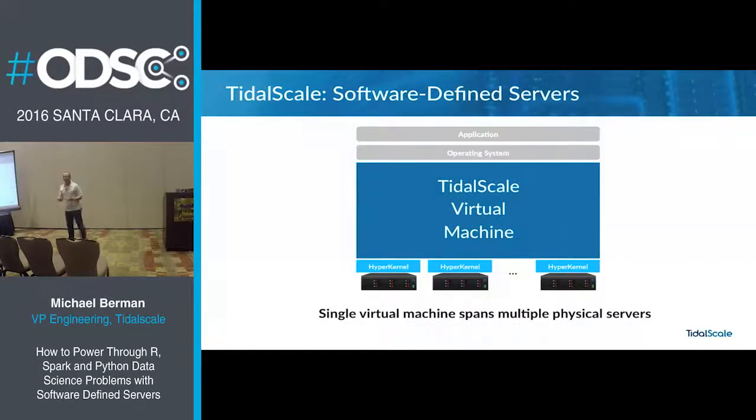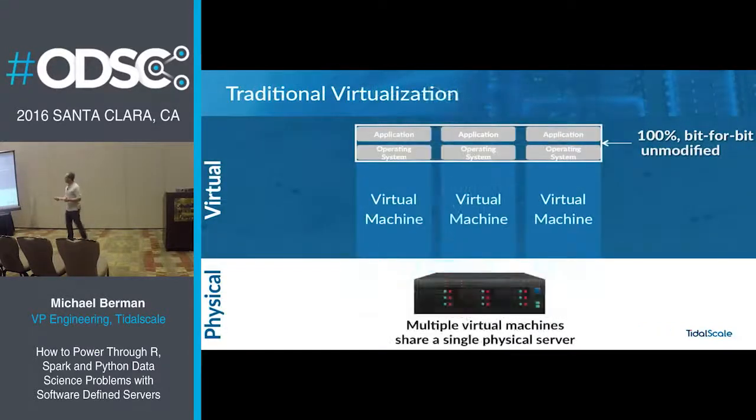But what if you looked at that differently? Let me, if I can, go back. So you see what's happening here? One server, many virtual machines. So that's the idea of VMware, Xen, KVM. It splits the system up into many little VMs.